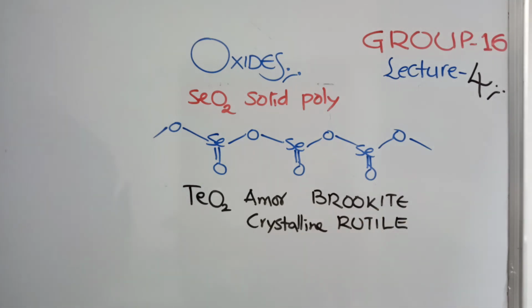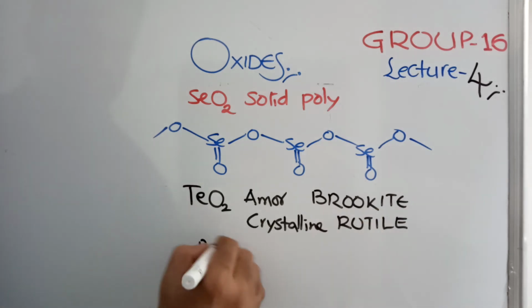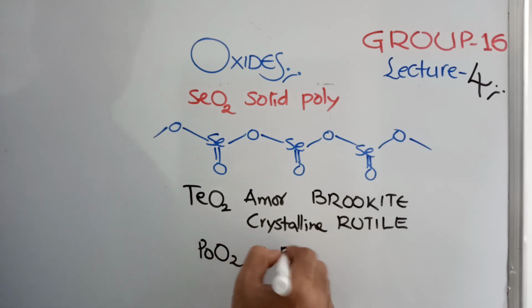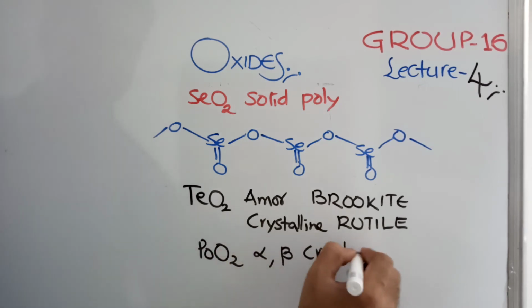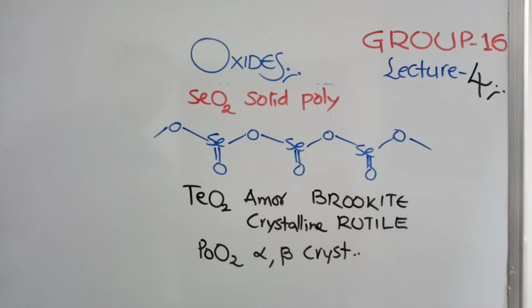Polonium dioxide is also possible in two ways. Alpha and beta, both are crystalline forms. Selenium dioxide, solid polymeric structure. You can see the structure. Tellurium dioxide, two forms are there. Brookite and rutile. Brookite is amorphous, rutile is crystalline. And polonium dioxide is alpha and beta, two forms. Both forms are crystalline forms.